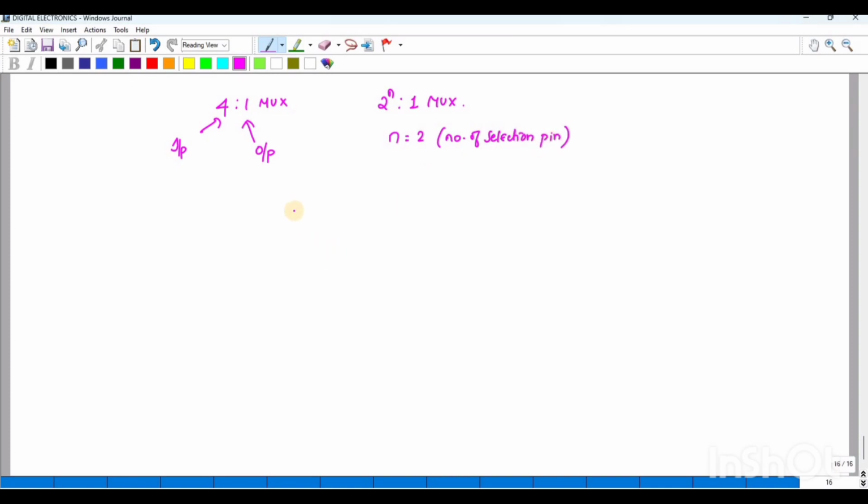So how many inputs are there? You have 4 inputs, 1 output. So MUX means multiplexer. For multiplexer, always you have 1 output. Okay, always you have 1 output. So it's also called many to 1 or data selector.